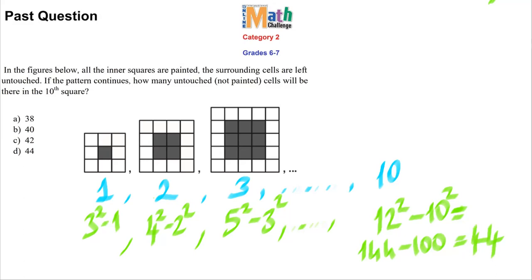Also, I have seen another beautiful solution. They do it in this way. So 2, 2, 2, 2, that is 4 times 2, or 3, 3, 3, 3, that is 4 times 3. The number is 1 more than this number. So for the 10th, it will be 11, 11, 11, 11, that is 11 times 4, 44.